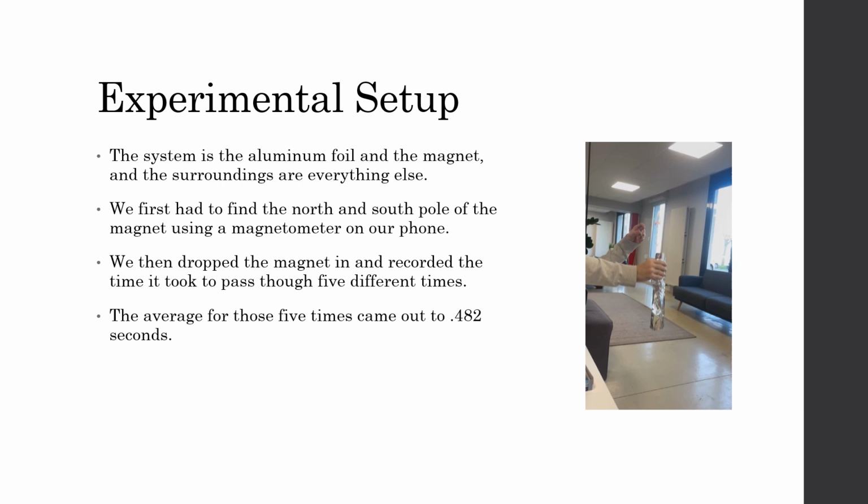Here's a picture of the experimental setup. The system is the aluminum foil and the magnet, and the surroundings are everything else. First, I had to find the north and south pole of the magnet using a magnetometer on our phone, and then we dropped the magnet in and recorded the time it took to pass through 5 different times.